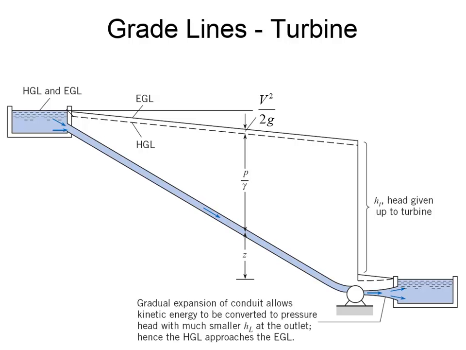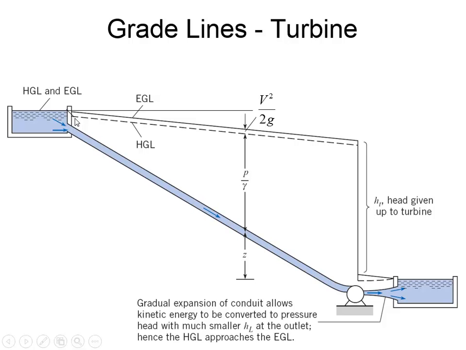Here's what happens when there's a turbine. Remember, we just worked in an example where there's a turbine. So the EGL and the HGL are at the surface of a reservoir. There's this little drop, this induction zone, where the HGL draws apart from the EGL as the water accelerates in the opening of the penstock.